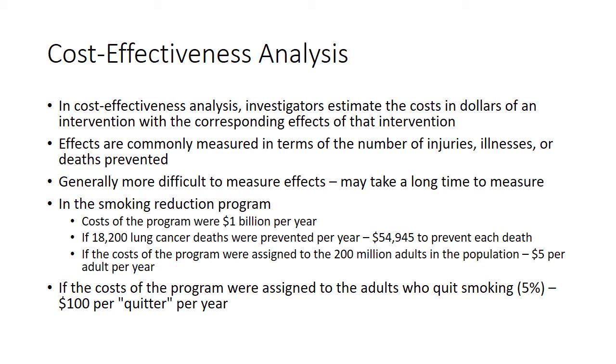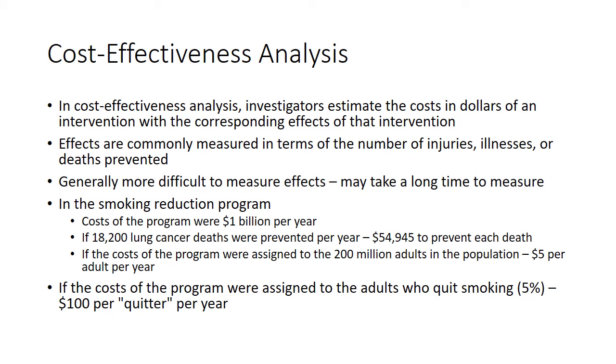So for instance, if we had a smoking reduction program and say the cost of the program were $1 billion per year, okay? And we know that based on the assumptions we can save 18,200 lives, or prevent this many deaths per year. So if you were to divide that 1 billion by 18,200, you get roughly $55,000 to prevent each death.